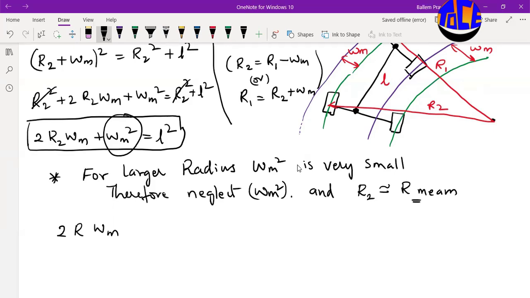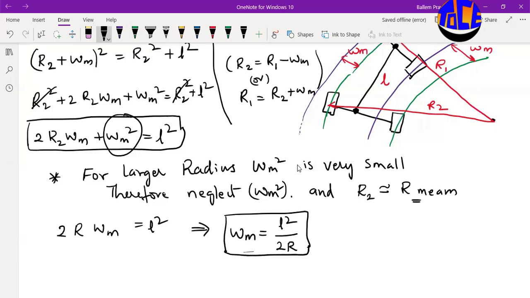We are neglecting this Wm square because this value is very small. Actually, the mechanical widening itself will give you 0.06, 0.04 like that, after the point, two decimals. So the square of that will give you a much smaller value. That is the reason we are neglecting that. So it is equal to L square, and sending 2R to that side, we'll get Wm. So Wm is equal to L square by 2R. This is the formula we are going to use for the mechanical widening.